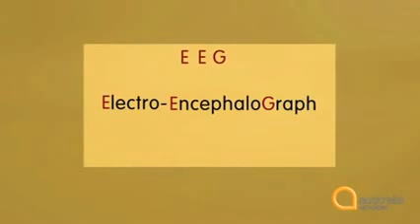He says an EEG. That's an abbreviation. We don't pronounce it EEG, we say E-E-G. EEG stands for electroencephalograph. That's a type of brain scan, but you can see why we shorten it to EEG.